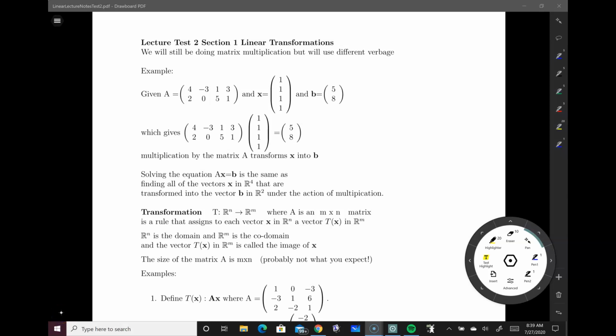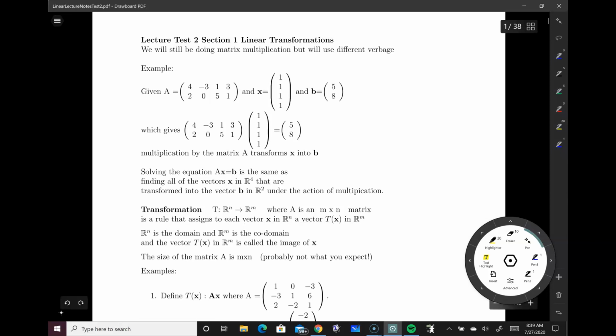All right, so we are going to be doing very similar work, but we're going to use different language or verbiage. So we have here the matrix A and the vector x and b. So A, x, b. We say that the multiplication by the matrix A transforms x into b. So that's where the word transformation comes from. The Ax = b equation here takes the vector x, which in this example is in R4, and transforms it into the vector b that's in R2.